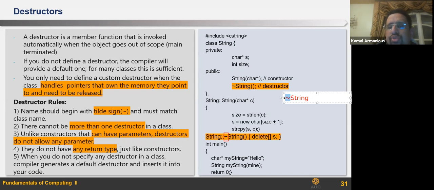Normally, if you don't write a destructor, it is assumed to be there. The compiler will call it automatically. If you don't define a destructor, the compiler will call it. There can be many constructors, but only one destructor.